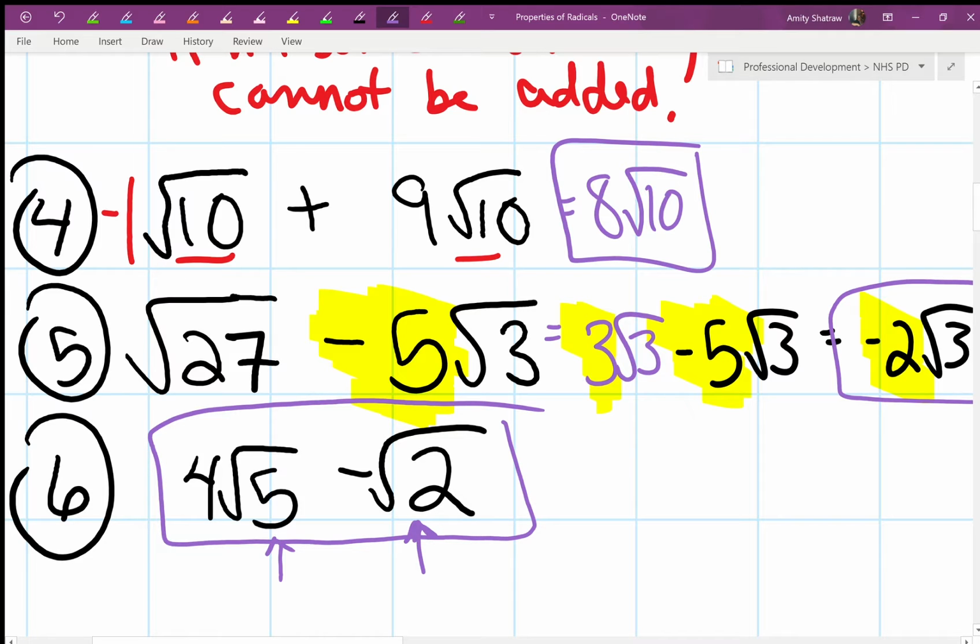Okay? Now, we've done addition, we've done subtraction. Noticing, very nice, that we have the ability to gather up a certain number of square roots of whatever it is we're looking for.